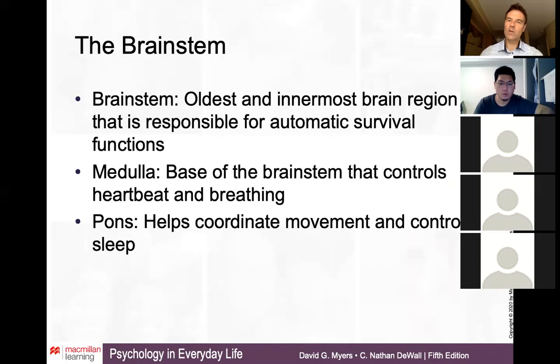So the brainstem is the oldest and innermost region of the central nervous system, and it's important for autonomic survival functions such as breathing, eating, sleeping. Okay, so the medulla, for instance, is placed in the brainstem and controls heartbeat and breathing. Pons help coordinate movement and control sleep. And really, without these, you wouldn't be able to survive, nor could any other mammal.